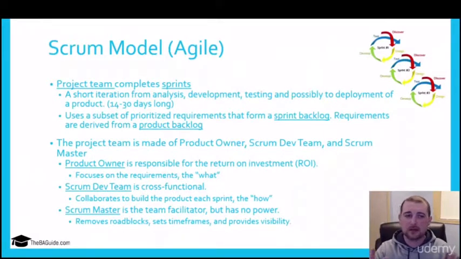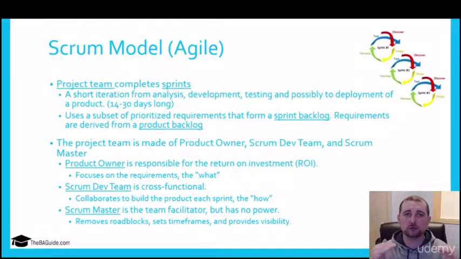The project team is made up of the product owner, which is the business side of things, the Scrum development team, and the Scrum master. The Scrum development team is the business analysts, developers, and designers, that whole development side. And the Scrum master is ultimately the facilitator of the sprints. We'll go through and dive into their roles a little bit more.